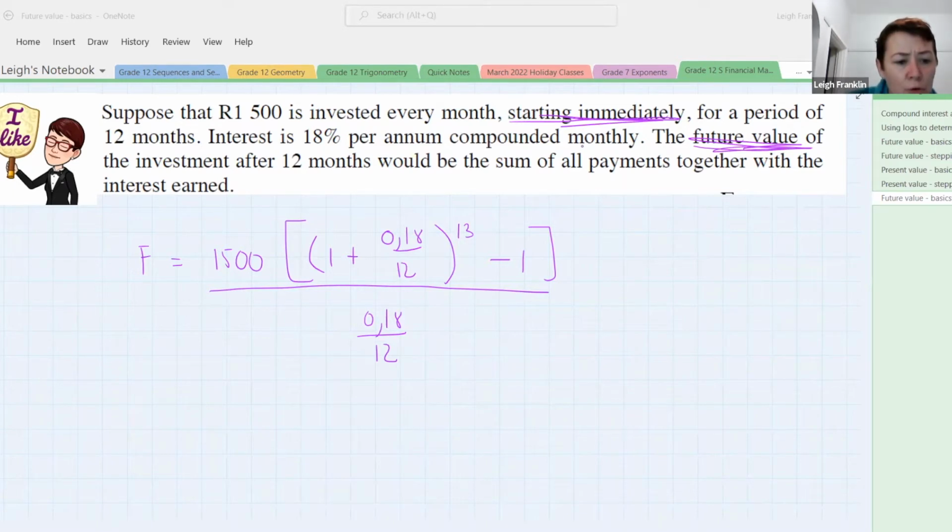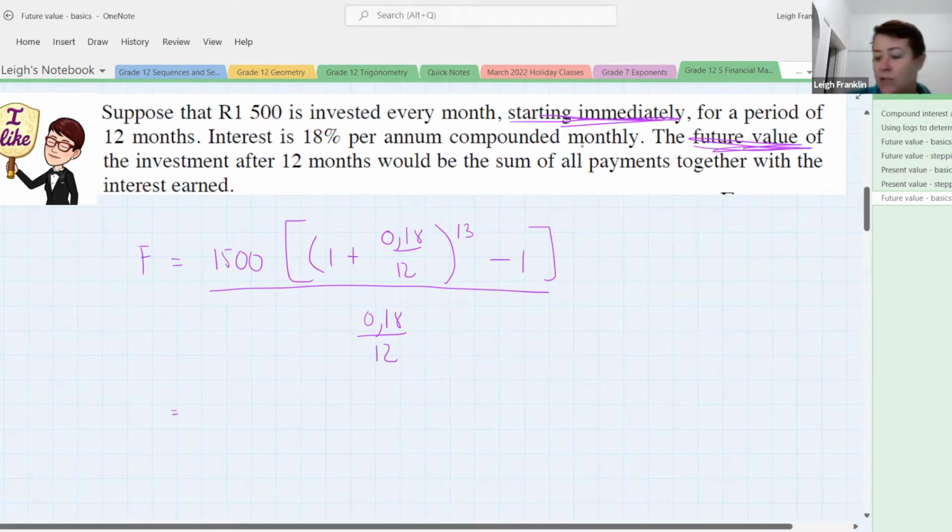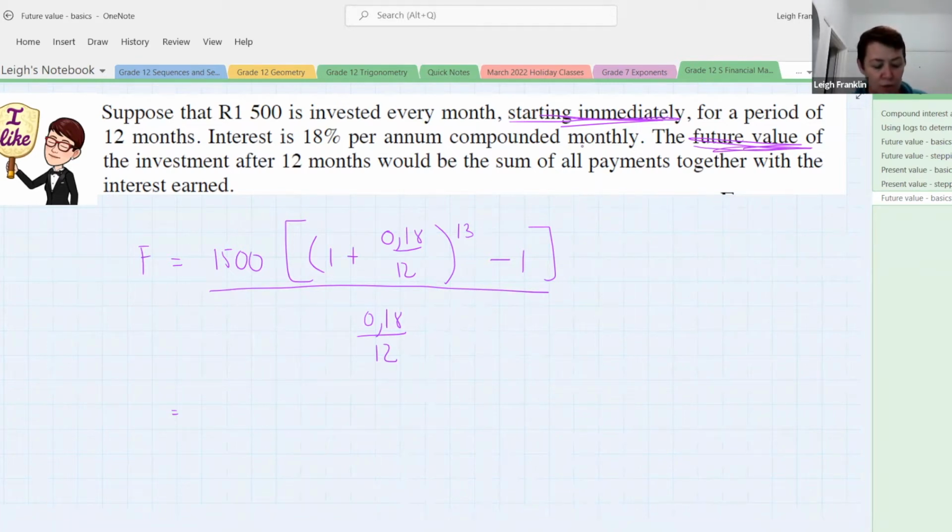And then of course you would just go ahead, pop that into your calculator, and work out the answer. So that's really the most straightforward way in which we can use the future value formula. Let's just work this out, and then we can all make sure we're getting the same thing.